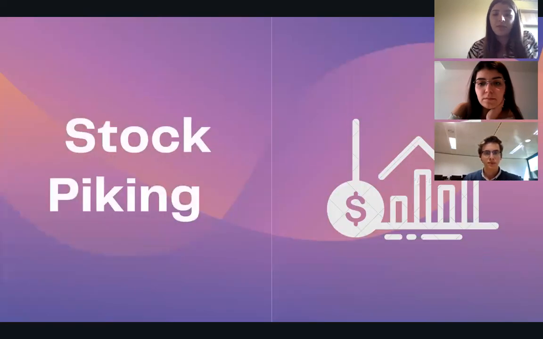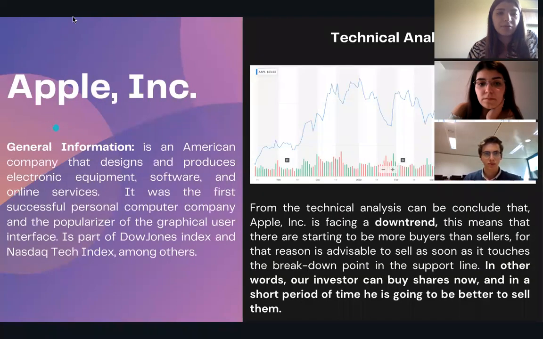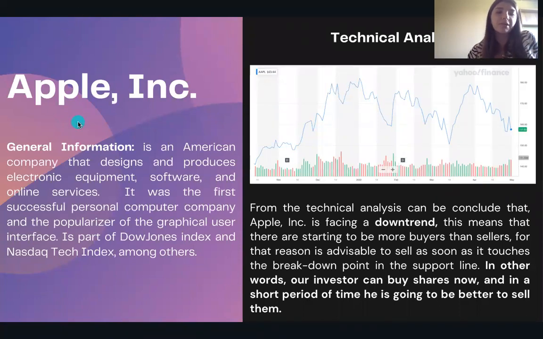Now with the stock picking, we will start with Apple. So Apple is an American company that designs and produces electronic equipment, software, and online services. Referring to technical analysis, we can see that Apple is facing a downtrend, even though it hasn't reached the breakdown point. So for now, it's good to buy, even though in the short term it's going to be better to sell.